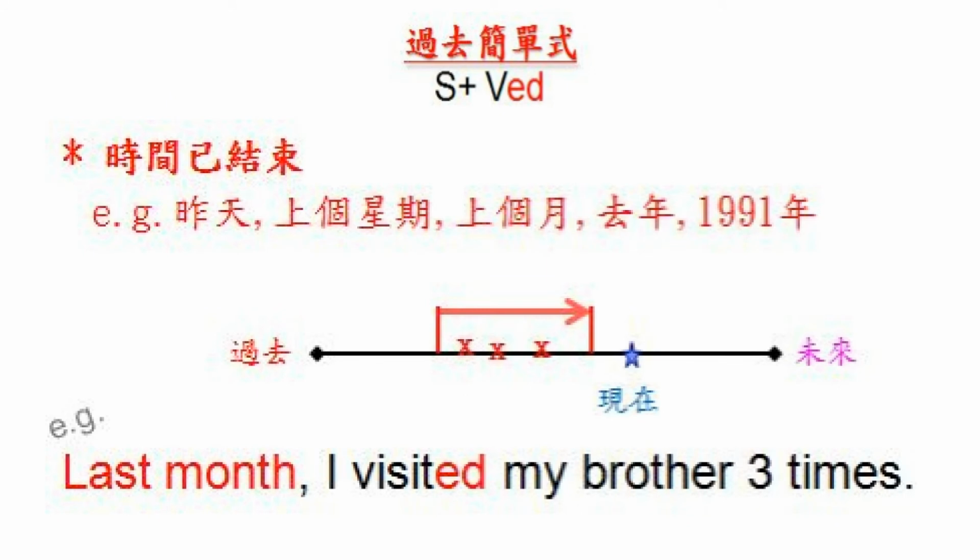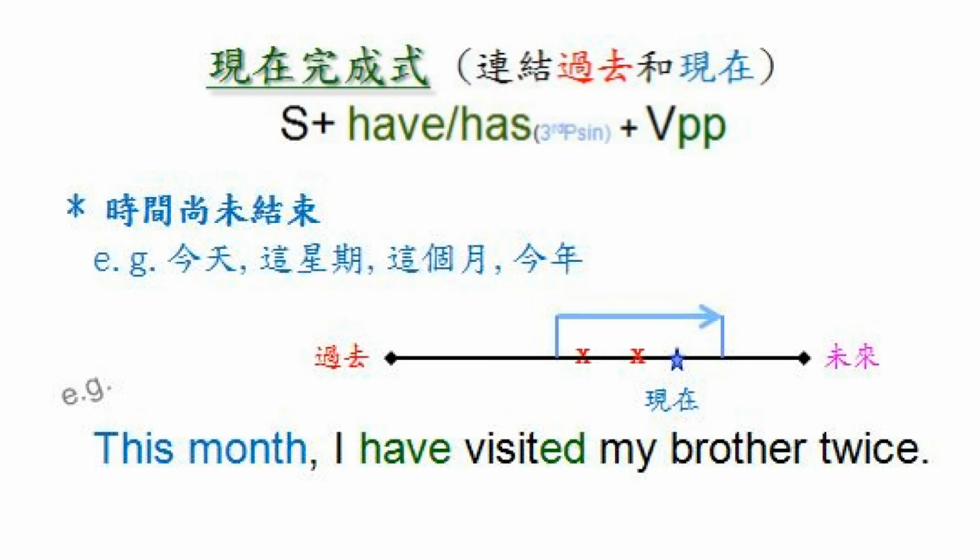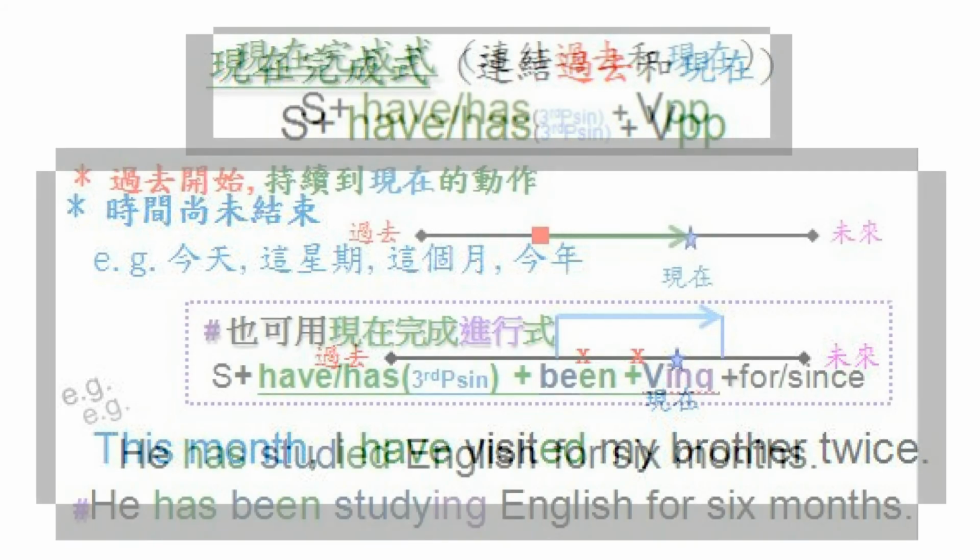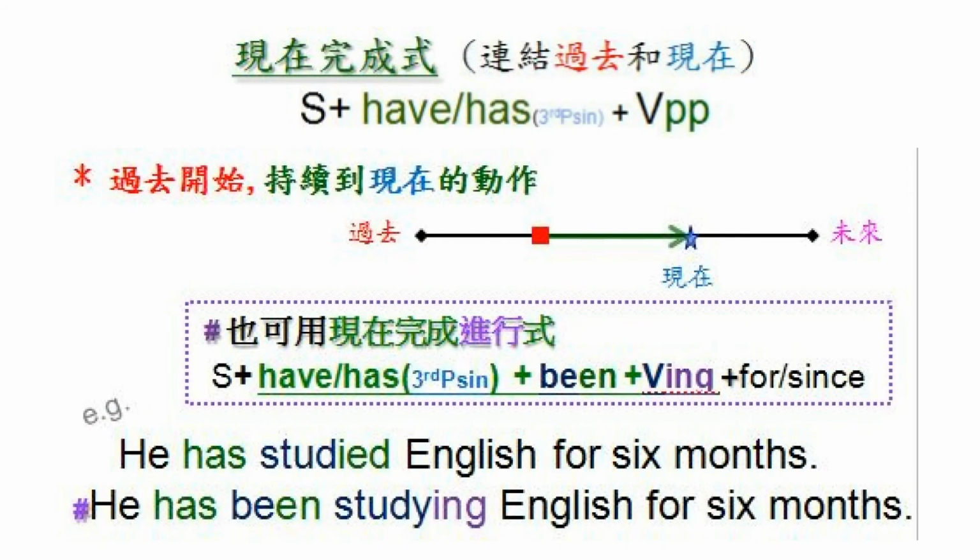Last month, I visited my brother 3 times. This month, I have visited my brother twice. But the month isn't finished yet, and I may visit him again. So when should you use the present perfect tense? Well, when there is a connection between the present and the past.